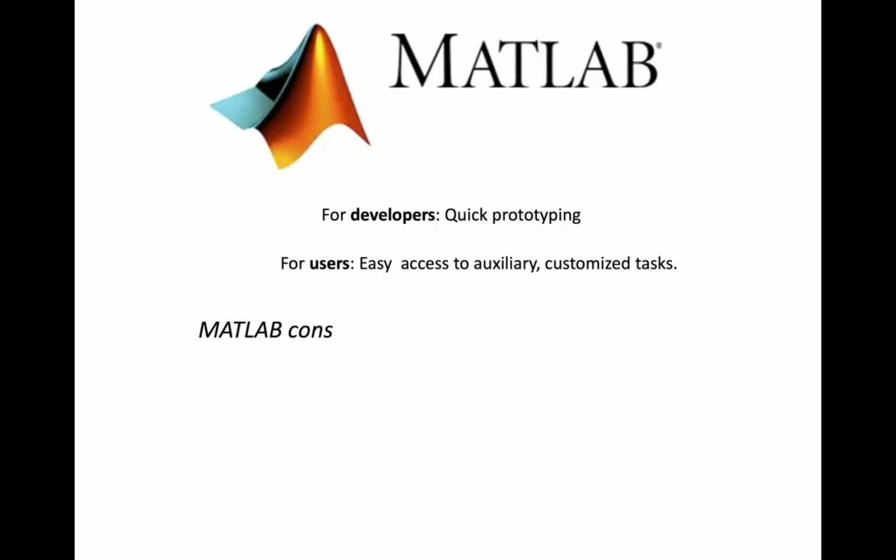There are some cons inherent to working with MATLAB, and in Dynamo we try to mitigate them somehow. Well, it's commercial software, and especially if you're a company, it may be very expensive, not if you are academics, and especially not if you are a teaching institution.